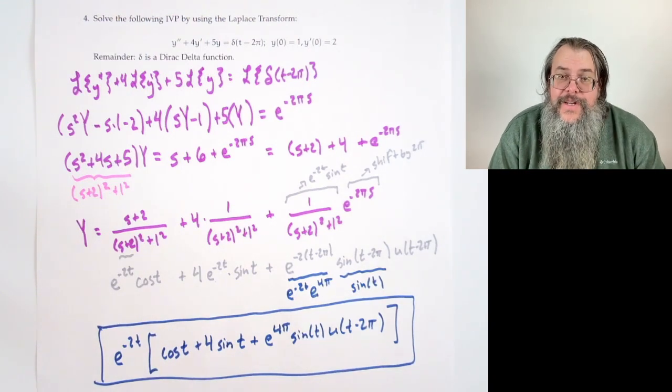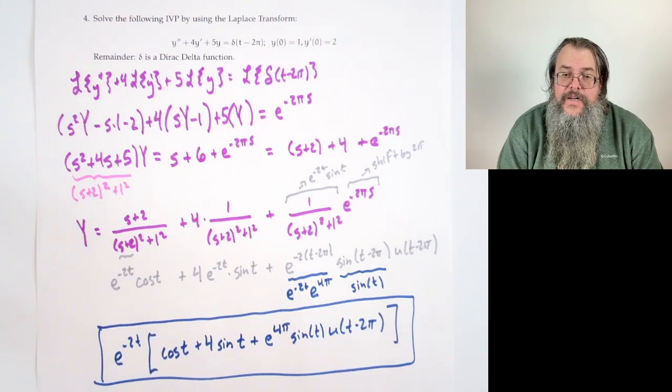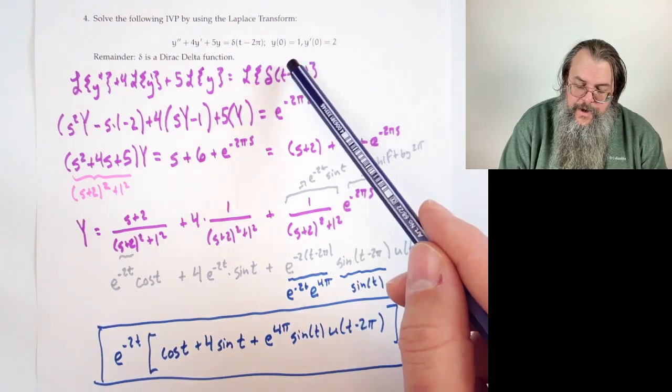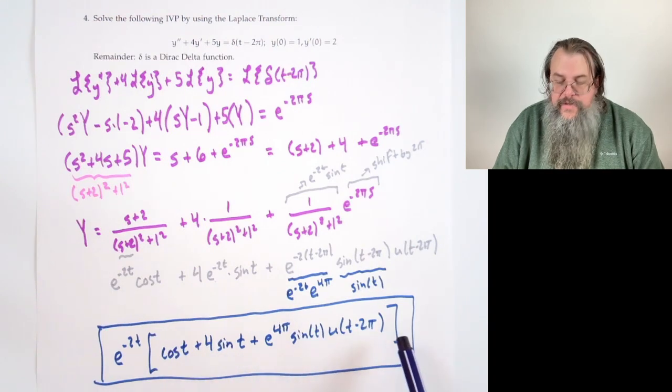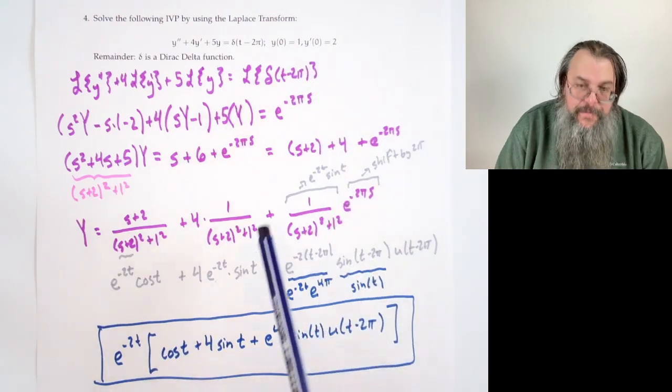And there we go. That's the answer. Now, of course, we can do a couple of sanity checks and ask, is this the right answer? Well, when you plug in y of 0, do you get 1? Well, this is 1. That's 1, 0, and that's been turned off. It hasn't turned on yet. So that is 1.